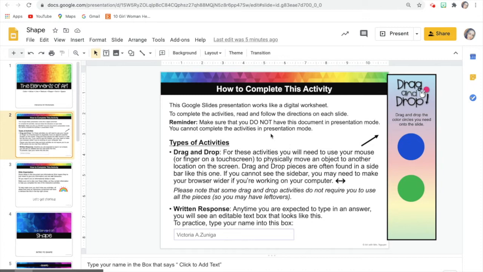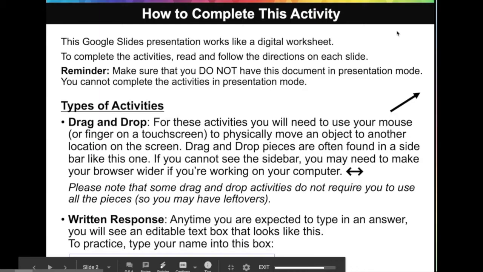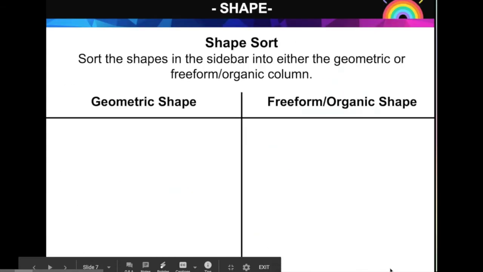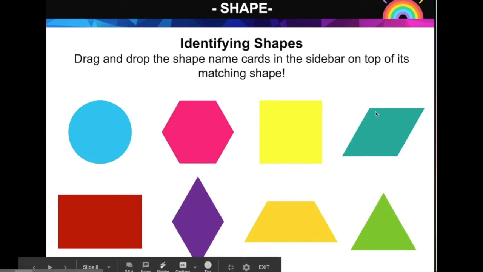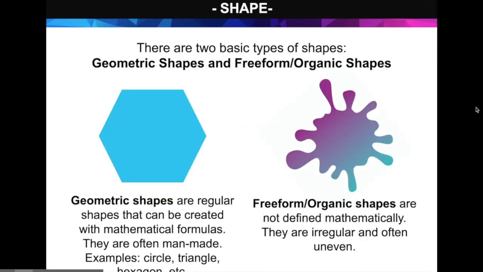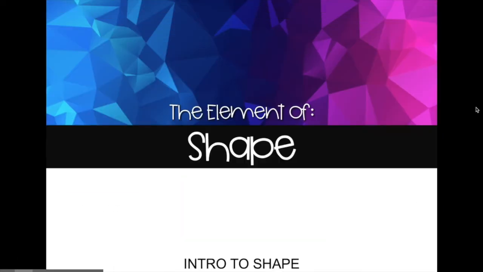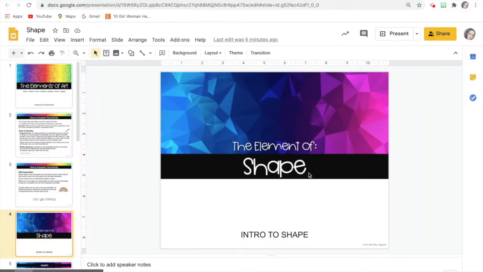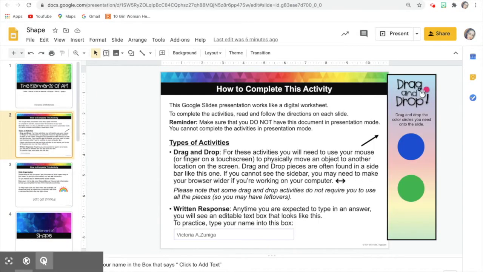Please make sure that you do not have this presentation in presentation mode. Okay, right now we have it in work mode. This is how I can add things and change things. If I press present, I am now in presentation mode. If I'm in this mode and I go through the presentation, I can't work with the activities that are here because a very important part of it is hiding over on this side. So I'm going to press escape, and I should come back to my presentation.